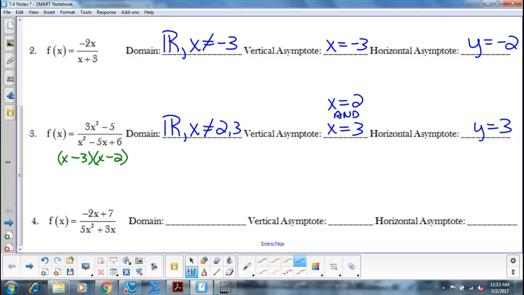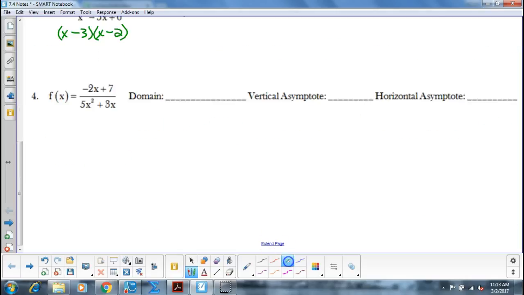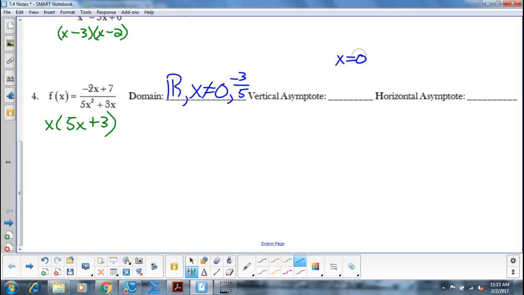Okay. A factor in number 4 again, too, so I can factor out an x. Leaves me with 5x plus 3. Okay, so that means my domain here is all real numbers, x cannot equal 0 or -3/5. Which tells me then that my vertical asymptotes are x equals 0 and x equals -3/5.